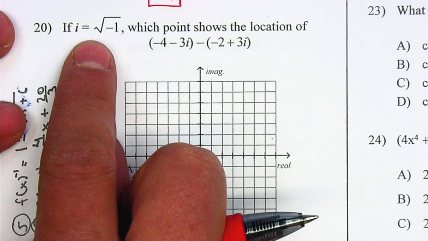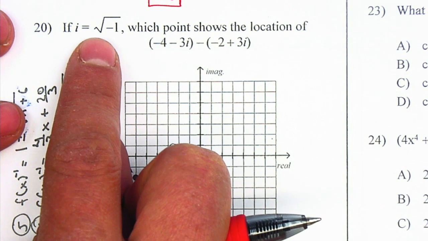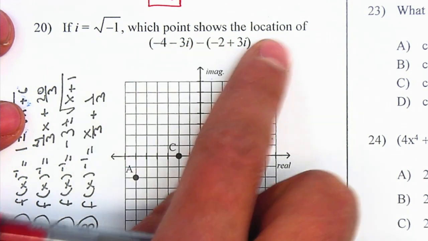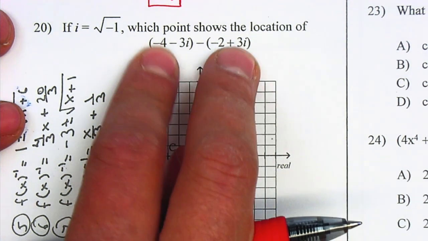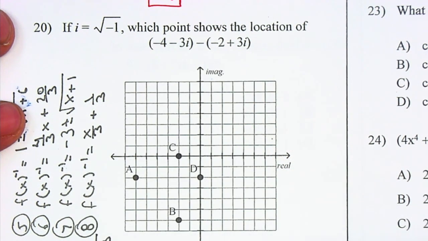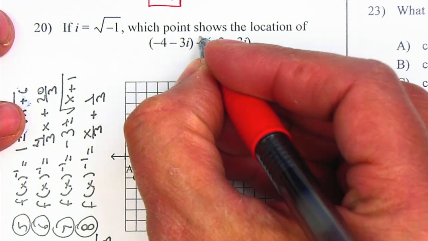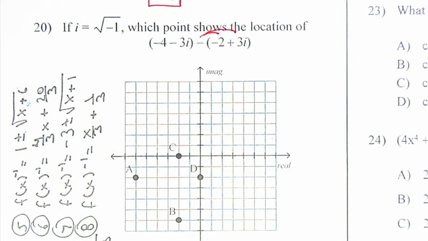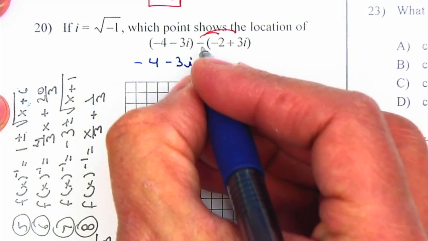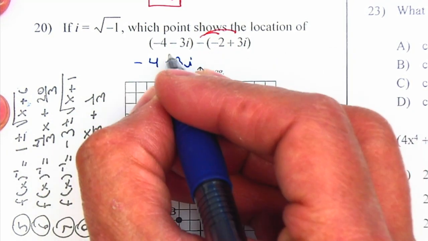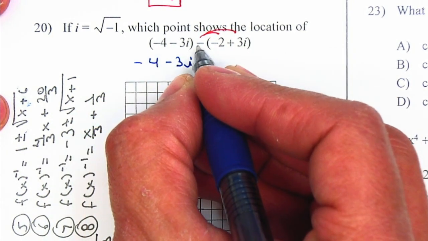They give the definition for i. If i is equal to the square root of -1, which point shows the location of the subtraction of two complex numbers? Because there's a minus in between, we're going to distribute the negative number. Once we distribute the negative number, we no longer have parentheses. We needed them because we have a minus in between.